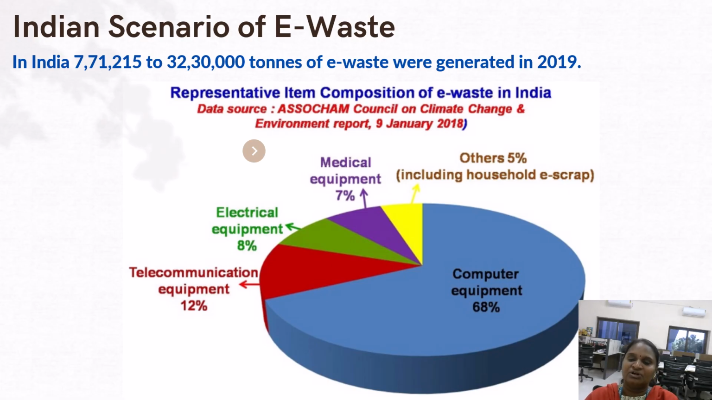68% is covered only by this computer equipment, and all your telecommunication equipment covers 12%, your electrical equipment covers 8%, and your medical equipment covers 7%, and other 5% which includes the household e-scrap area. So these are all covered under e-waste. Mainly this is the composition of e-waste. Mainly it is due to computer equipment. This is the major part it is contributing.